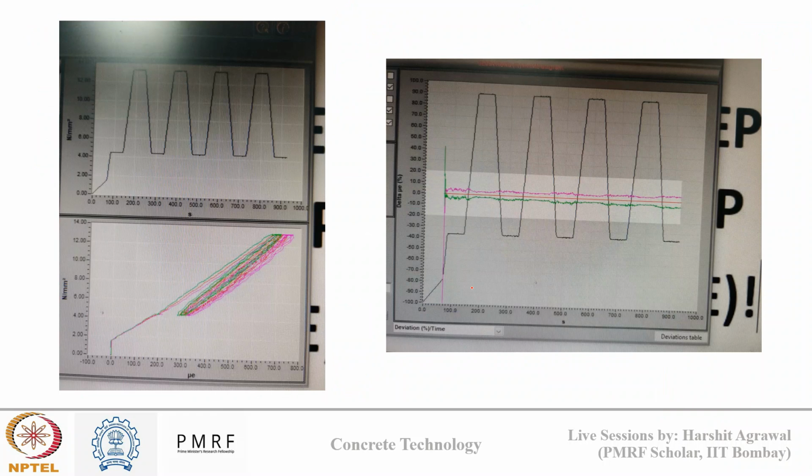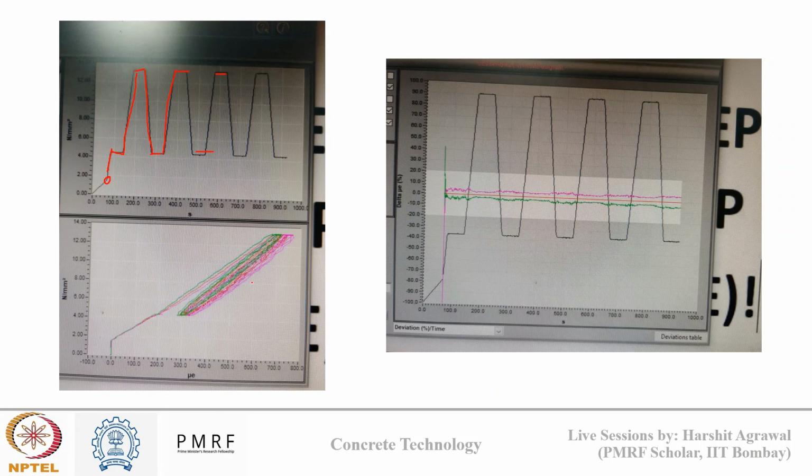Now, in the first figure, the top image shows the loading profile of what we saw in the figure previously. This is my preload. Then I'm going to PU by 9, then increasing till PU by 3, then unloading, coming to PU by 9, then increasing to PU by 3, then PU by 9, PU by 3, and so on. So we have applied 4 cycles of unloading and loading.